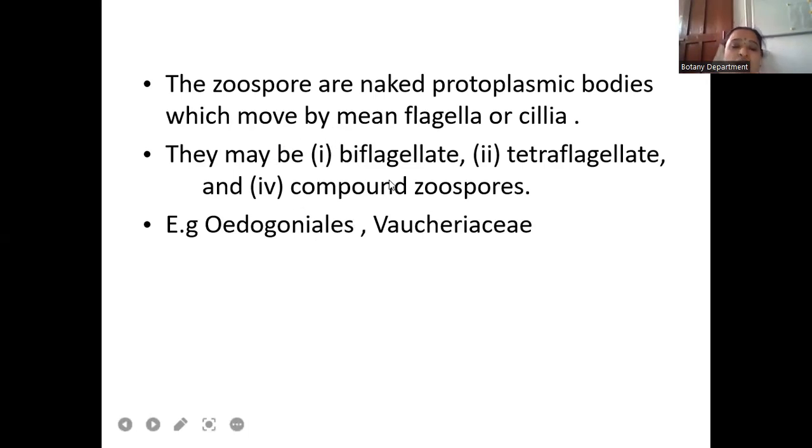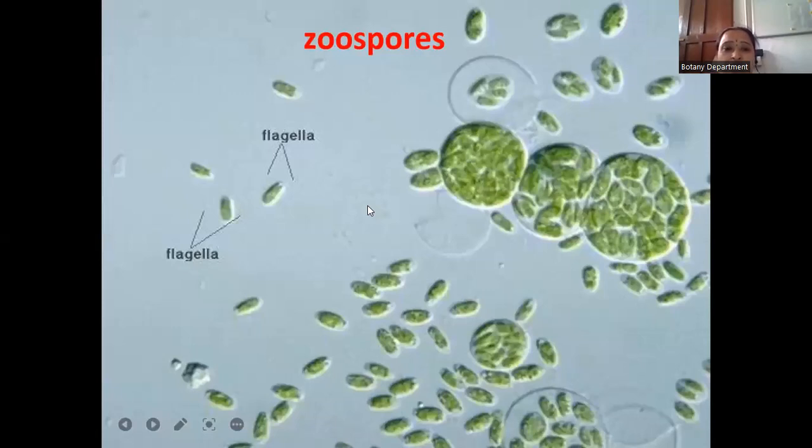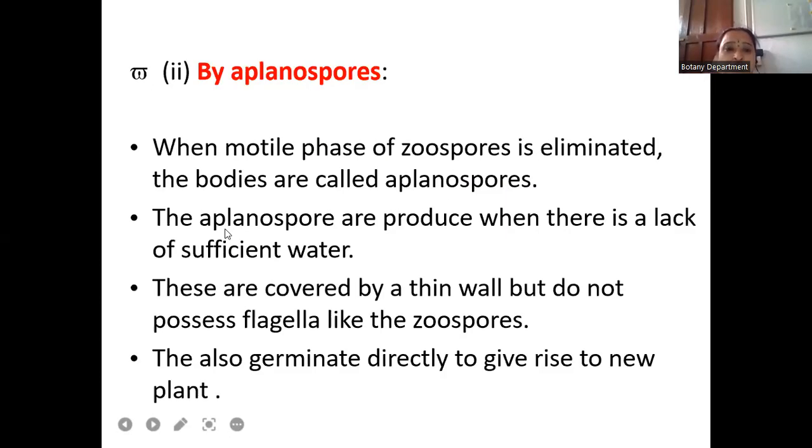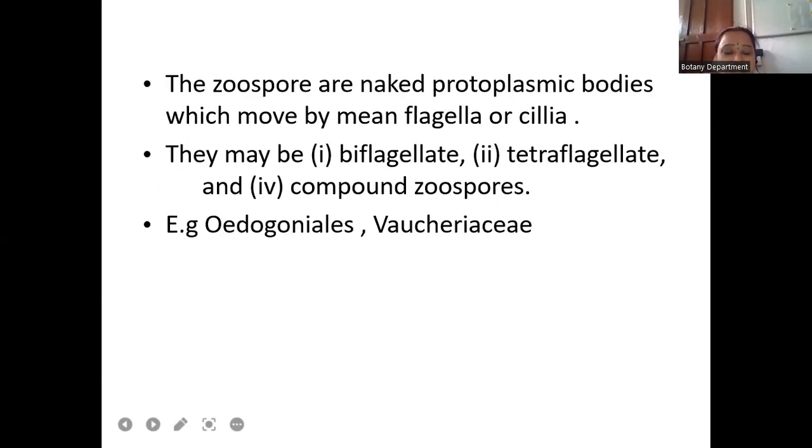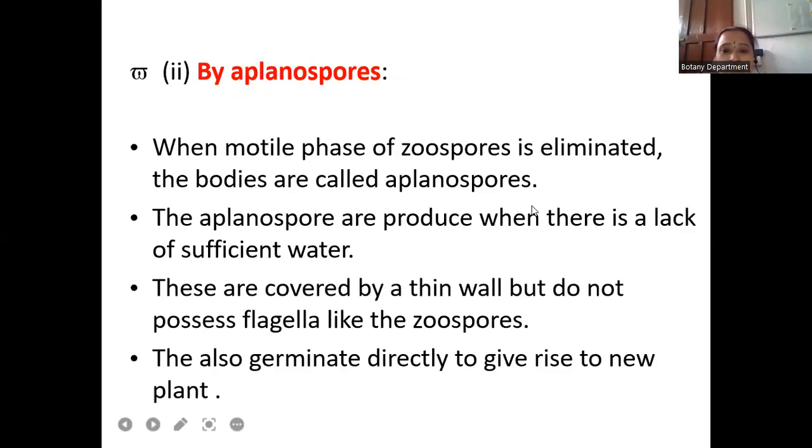Many times this question is asked: Oedogonium is a chlorophycean member. In that chlorophyceae, Oedogonium produces zoospores that are the biflagellate type. Vaucheria also produces tetraflagellate zoospores. Sometimes it produces compound zoospores also. This is the best example. You can memorize it for zoospores. These two: the first one is Oedogonium, the second one is Vaucheria.